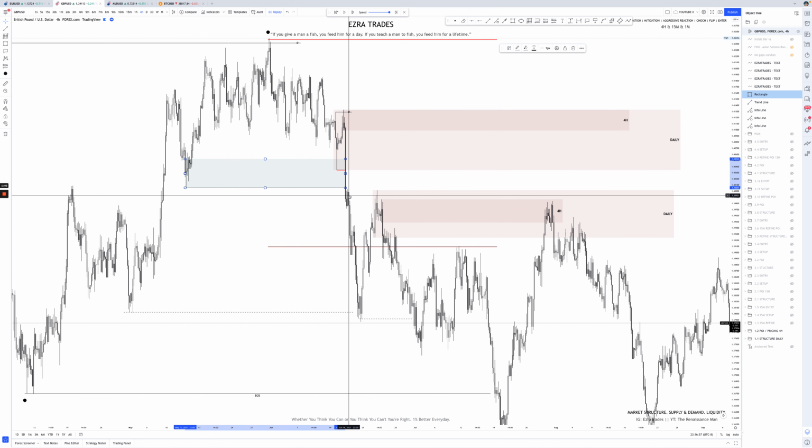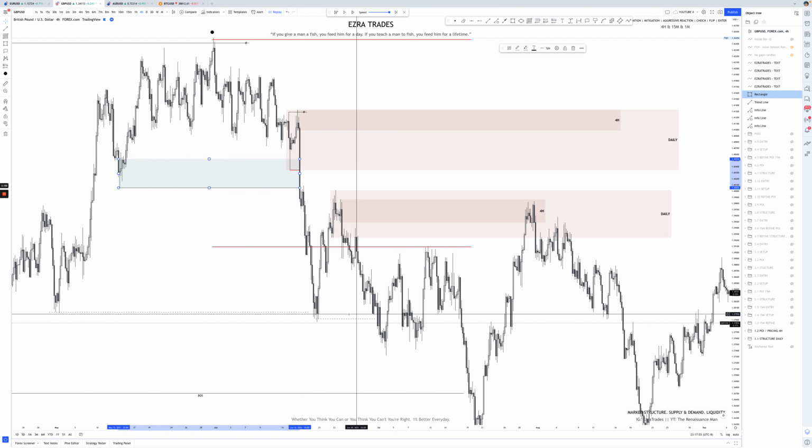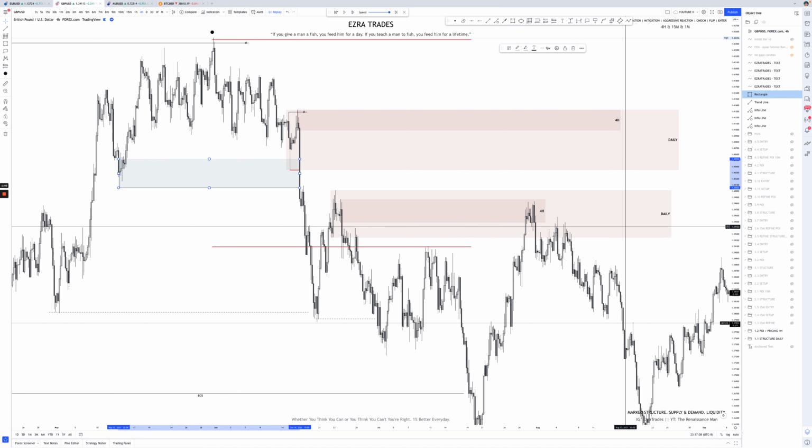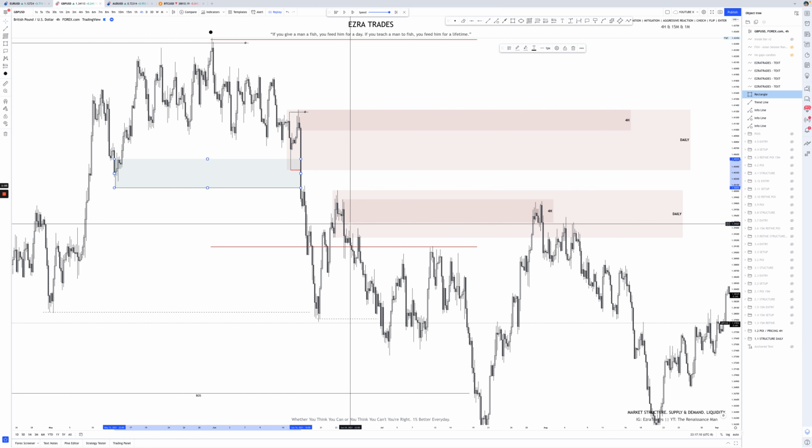Then price comes in here, pauses, pushes to the downside. Pauses, break structure downside. Here we have a pullback. Here we have another point of interest. This was a daily level. What did we do here? Same thing, we refined down.